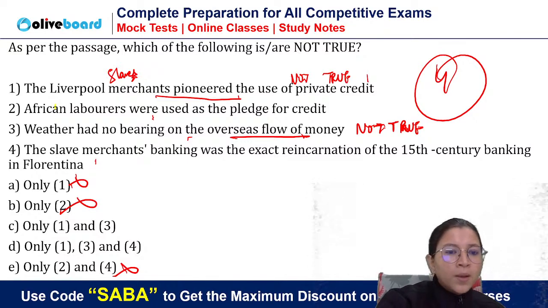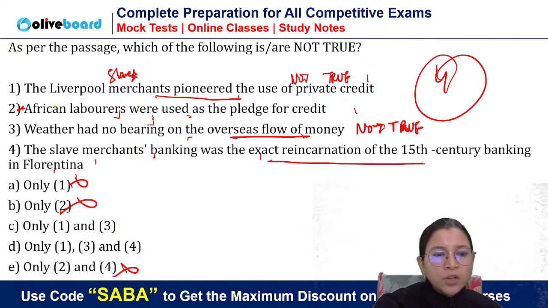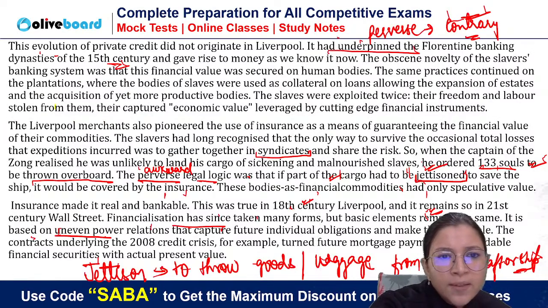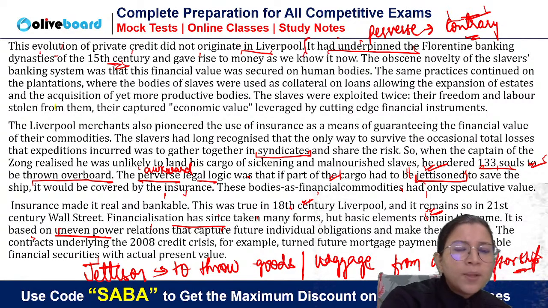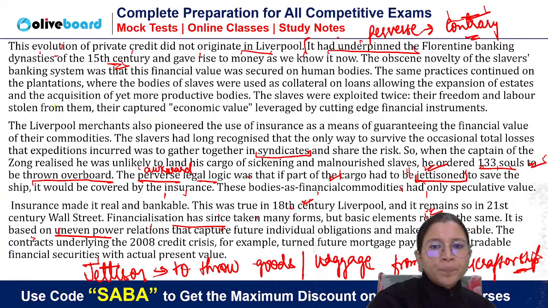African laborers were used as pledge for credit. This is true. Weather had no bearing, one and third will go. Fourth: the slave merchants' banking was the exact reincarnation of 15th century banking. No, guys. How can you say exact reincarnation where it is given the evolution of private credit did not originate in Liverpool. It had underpinned means the origin belongs to something else. So how can you say that it was the exact reincarnation?